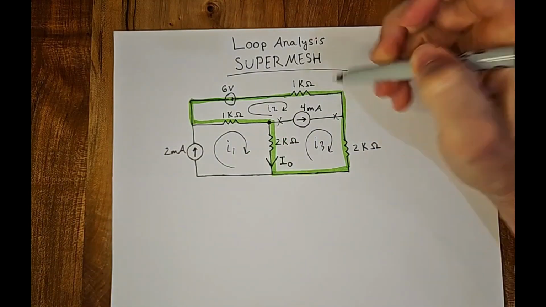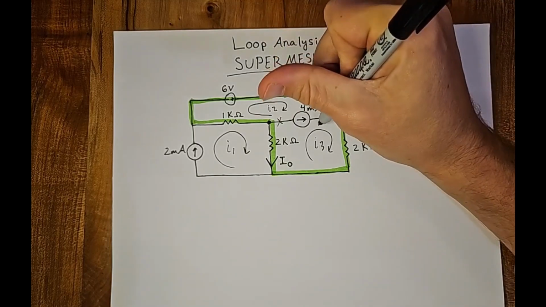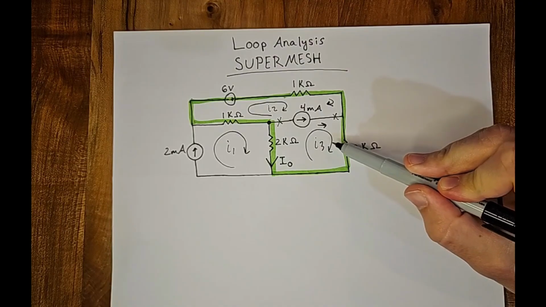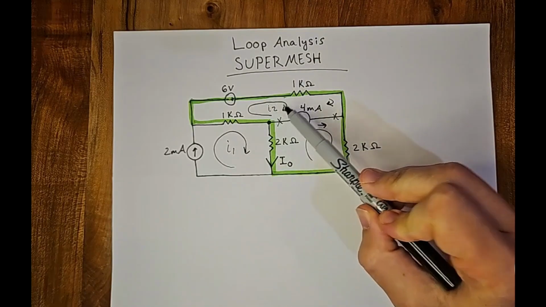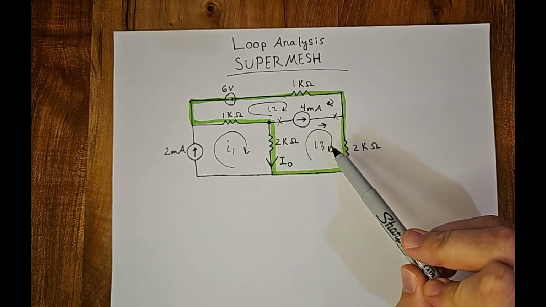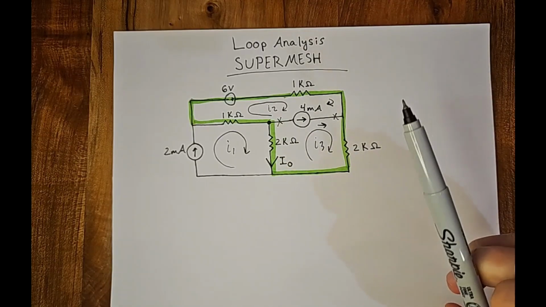And remember, I2 is going this way, and I3 is going this way, just because those are the directions that we chose to begin with. Always keep these mesh circles the exact same every time. They all have to be clockwise or they all have to be counterclockwise. You get to pick, but make sure they're the same. Keep them consistent.